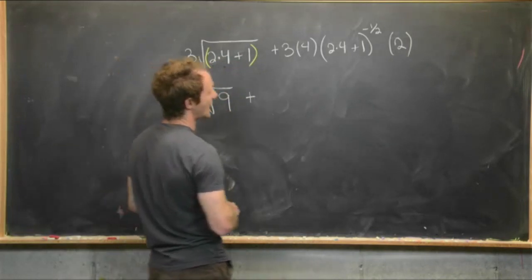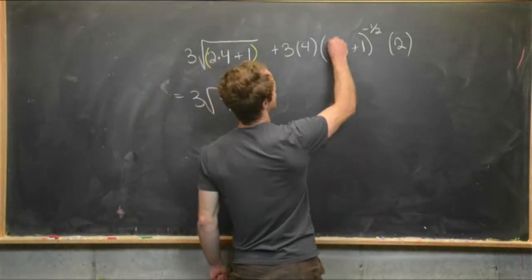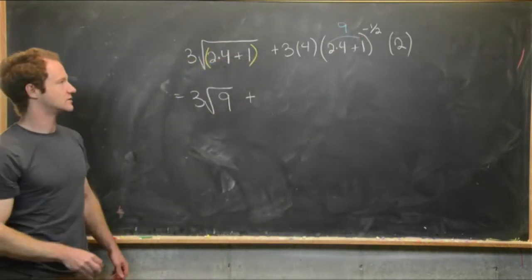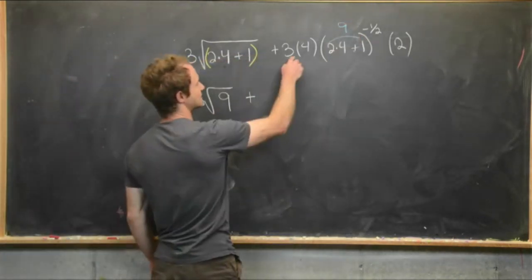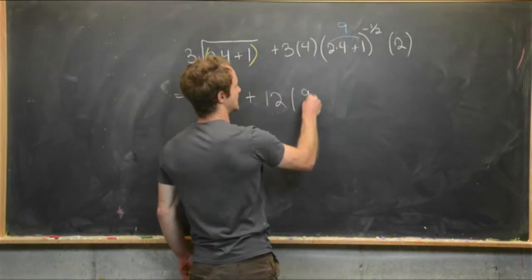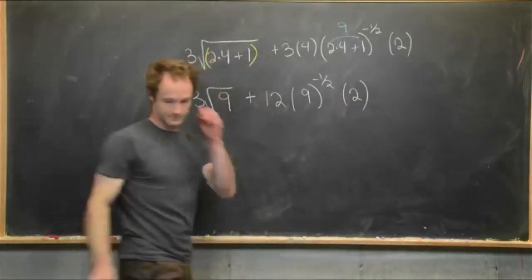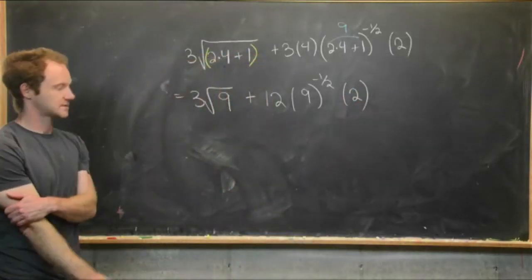Plus, and now we can think about what this is. Well, that's also 9 because it's 8 plus 1, which is 9. So we've got 3 times 4, so that's 12, and then 9 to the negative half times 2.